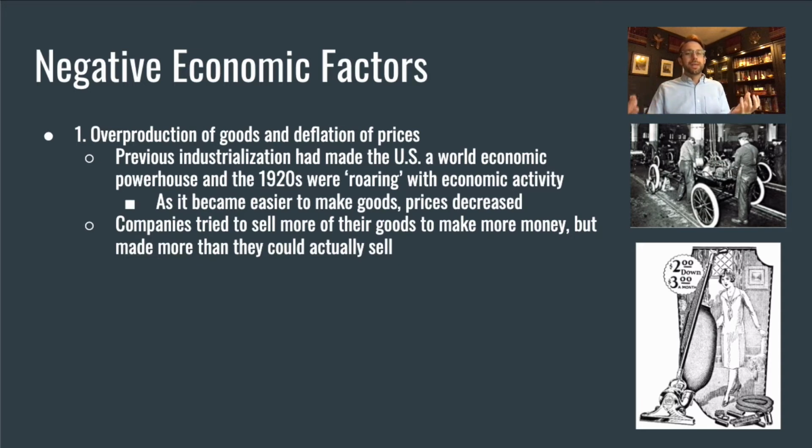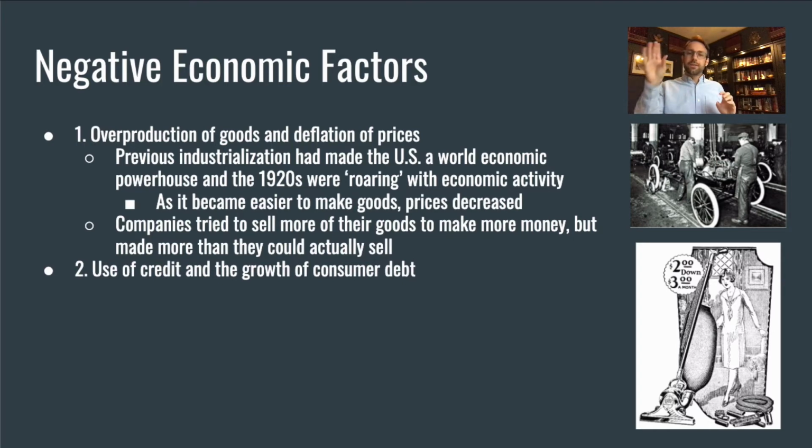And because we were making so many more new goods, prices decreased. So companies tried to sell more at the decreased price to make more money, but then they made more goods than they could actually sell. So notice, there's all these goods being made that couldn't sell, and so companies were hit with hard times right around the time of the Great Depression.